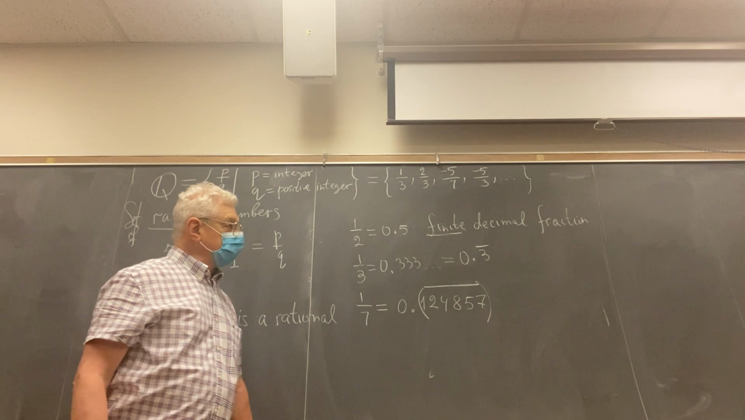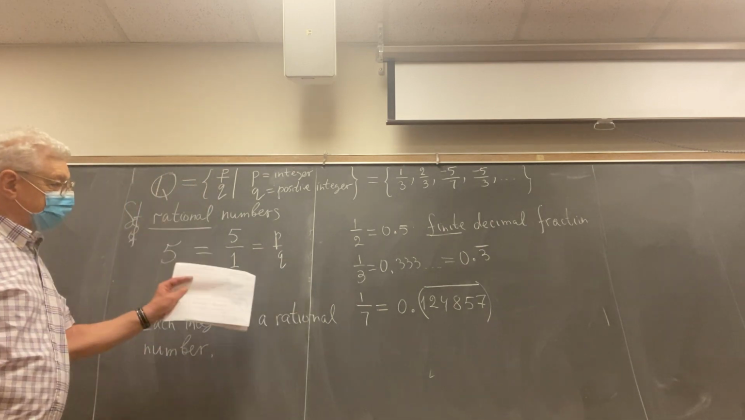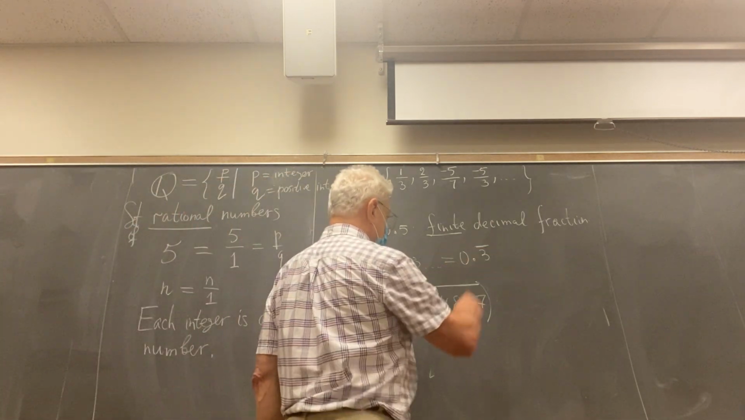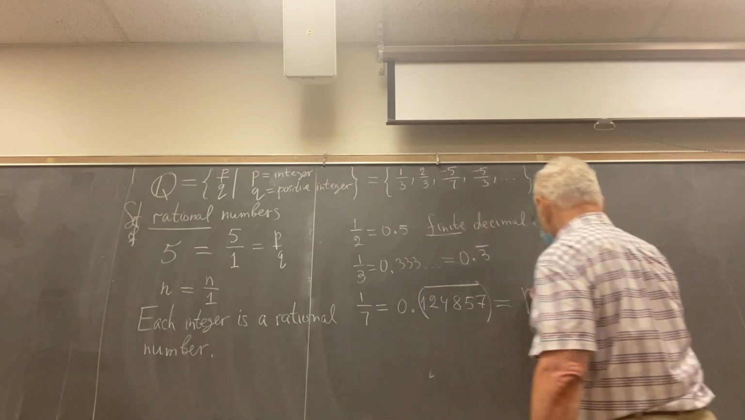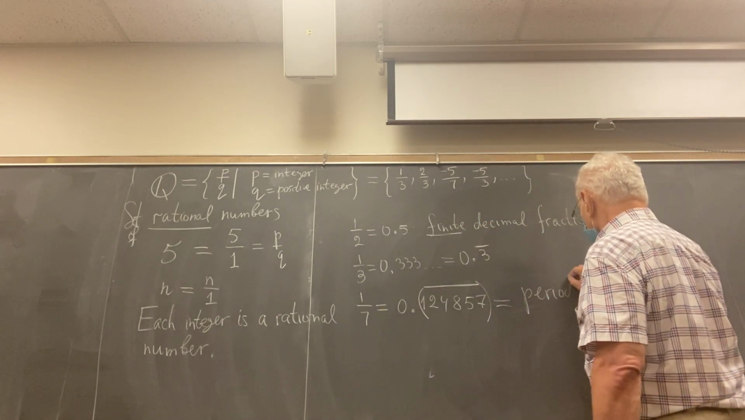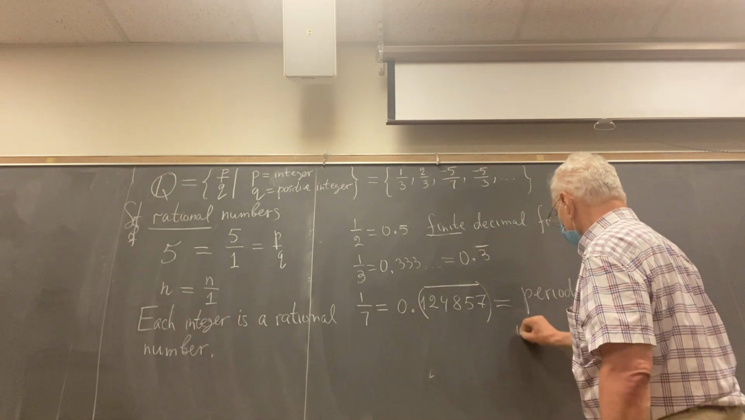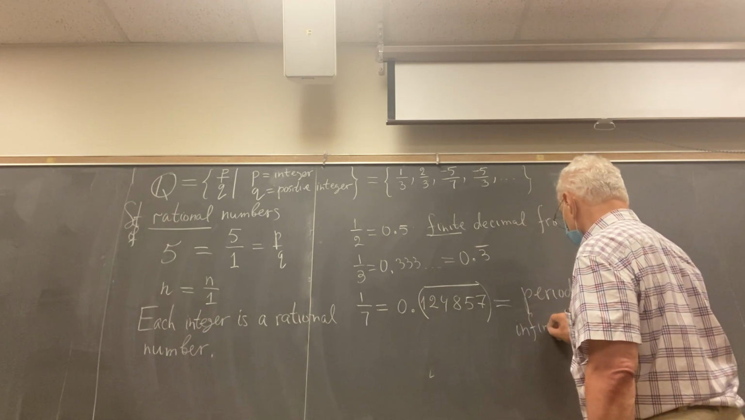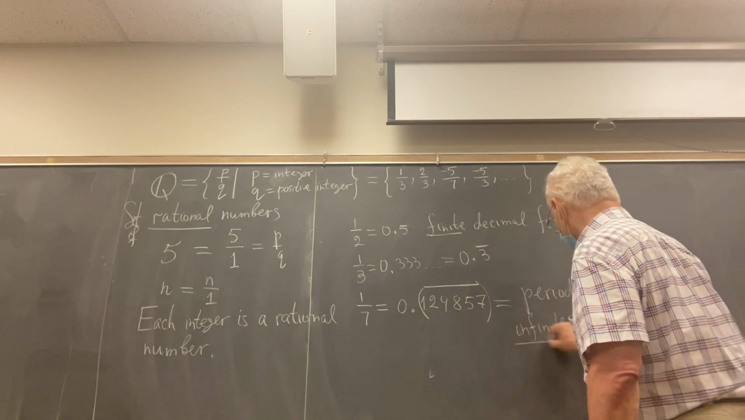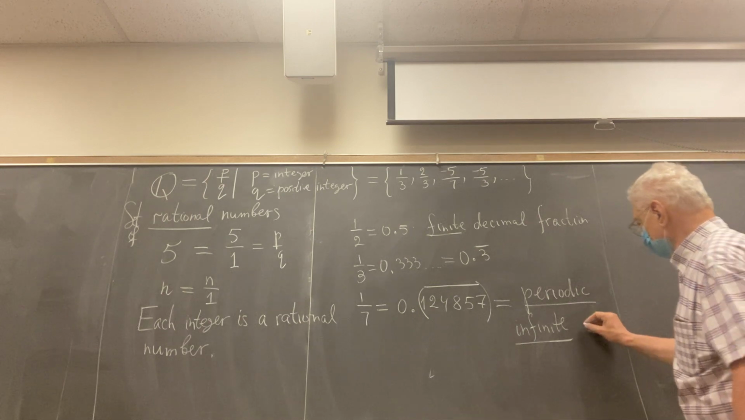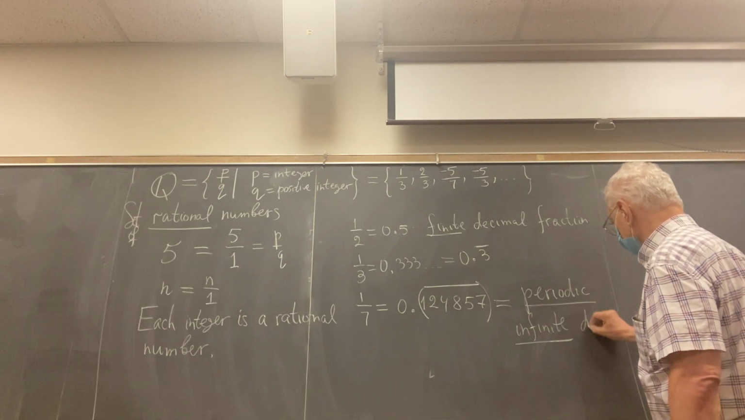So you can say that a rational number is either a finite decimal fraction or a periodic infinite decimal fraction.